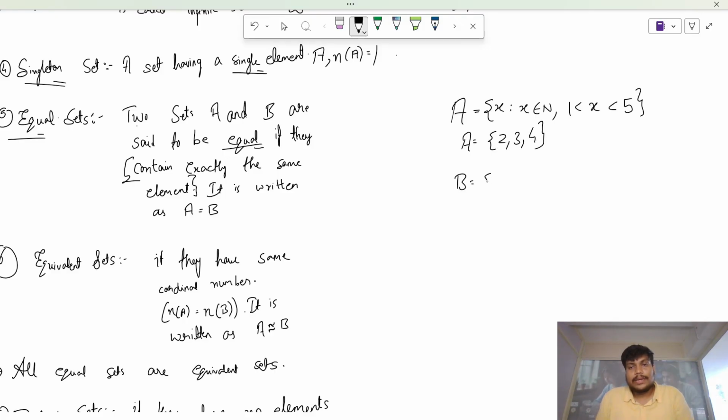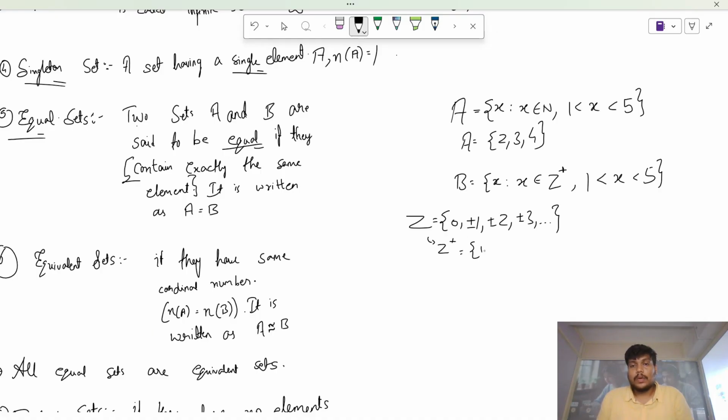Now set B is equal to, let's say, x such that x belongs to positive integers and 1 less than x less than 5. What are positive integers? We know integers are the set of numbers which contain 0, positive numbers as well as negative numbers, but we are only interested in Z plus, that means 1, 2, 3 and so on. Out of this set, I have to take the elements whose values are between 1 and 5. So what would B look like? B would look like {2, 3, 4}.